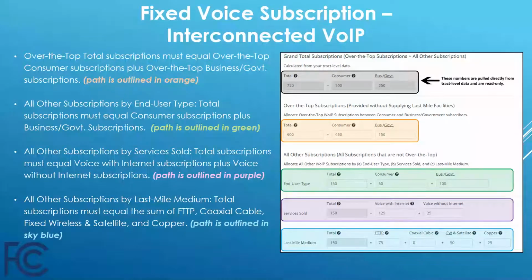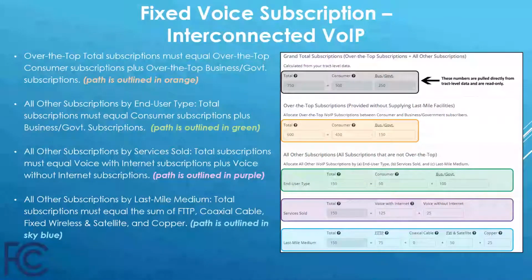In the screenshot on this slide, you will see a section highlighted in gray. These numbers are pulled directly from the tract level data you included within your fixed voice subscription data. As you upload data at the tract level, either via file upload or form entry, these numbers will be dynamically updated. On the interconnected VoIP subscriptions page, these numbers are read-only.